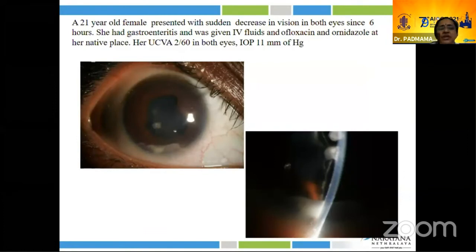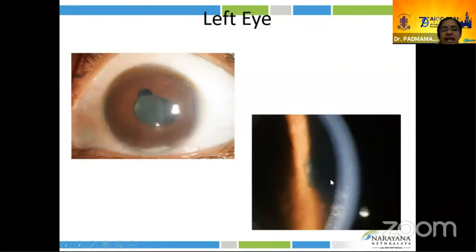The next case is a 21-year-old female who presented with sudden decrease in vision. She gave a history of gastroenteritis, for which she was treated with systemic antibiotics and IV fluid administration in a rural setting. Subsequently, within a few hours, she had decreased vision in both eyes. Here you could see the organized exudates presenting in the form of a hypopyon with granulomatous KPs and fibrinous reaction in the right eye. And also in the left eye, we could see fine to medium-sized deposits with jam-packed cells in the anterior chamber.